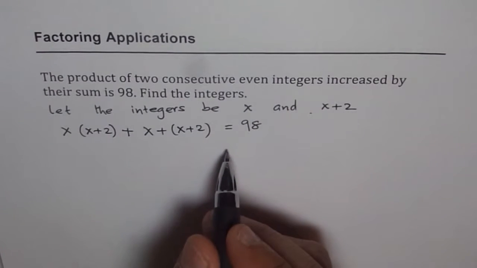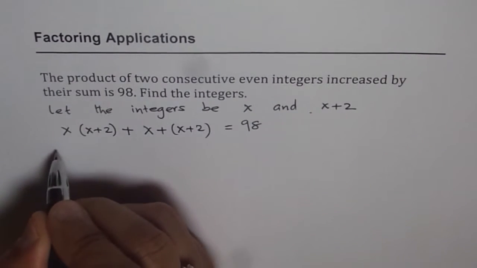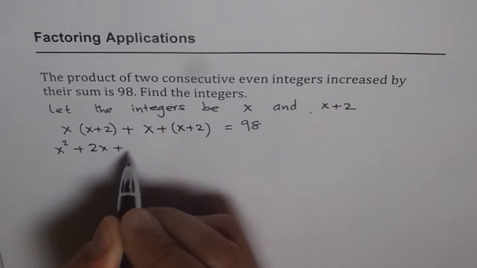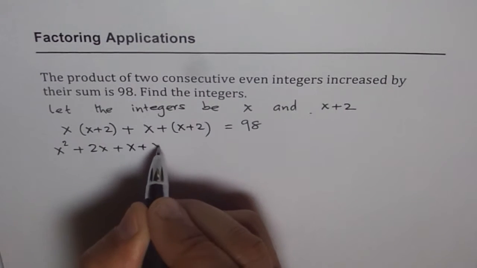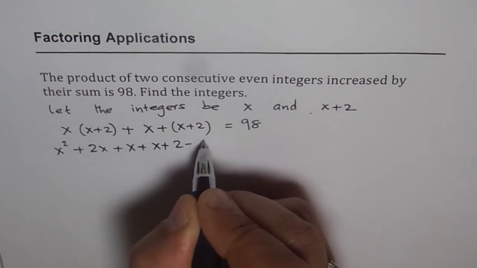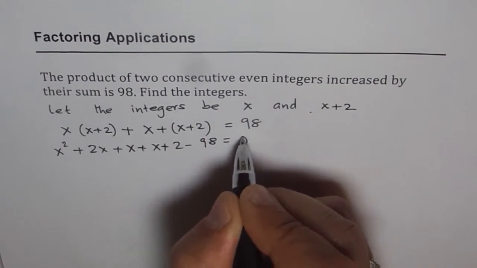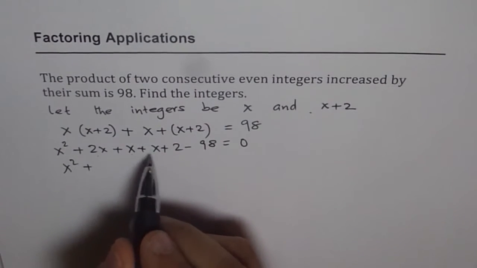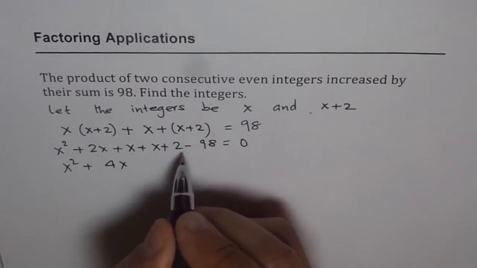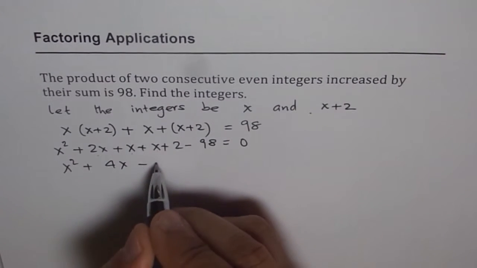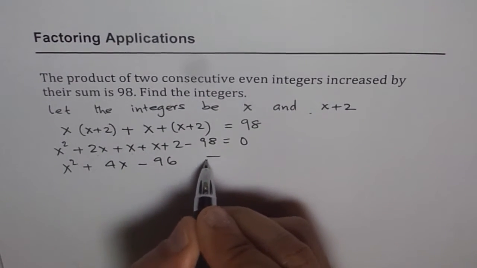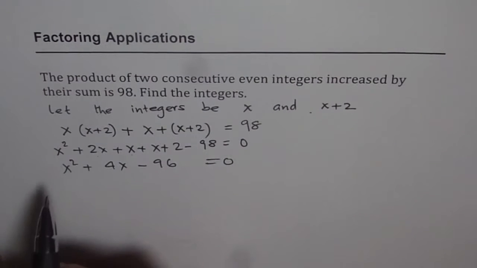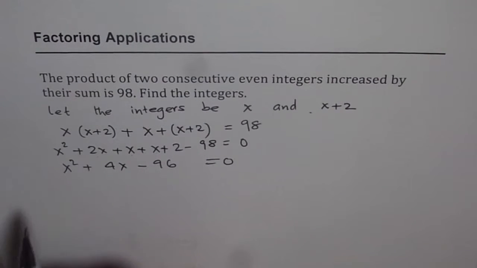Let's get all the terms on one side and solve. So we get x squared plus 2x plus x plus 2 minus 98 equals 0, right? So we have x squared plus 3x, or 4x, 2 minus 98 gives us minus 96 equals 0, right? Now this is a trinomial with a leading coefficient of 1.